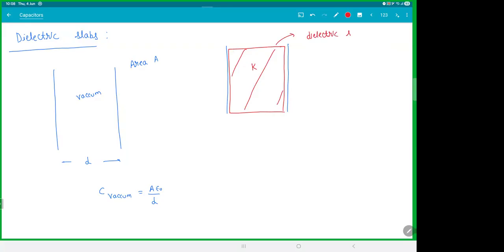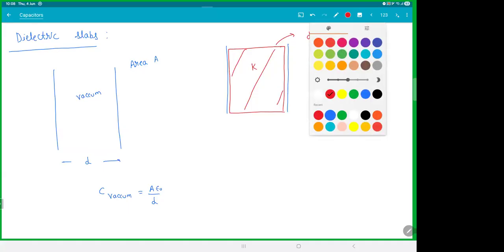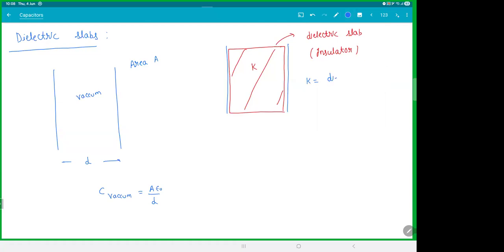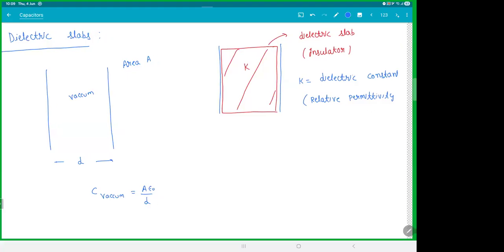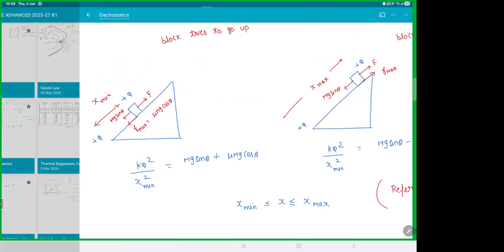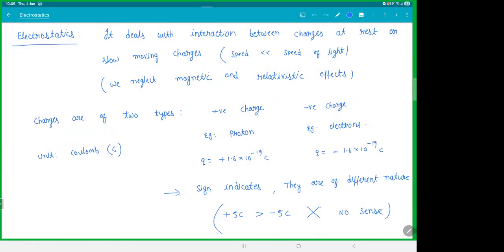Dielectric slabs are insulators. They are not conductors, so charge cannot pass through them. So they have very few free electrons. The K is nothing but the dielectric constant, which is nothing but epsilon R, which we studied in Coulomb's law. If you guys remember, this is also called relative permittivity. It is the same thing, relative permittivity, that epsilon R, which we studied in Coulomb's law. For some reason, they changed the symbol to K here. So yeah, we will stick to it.